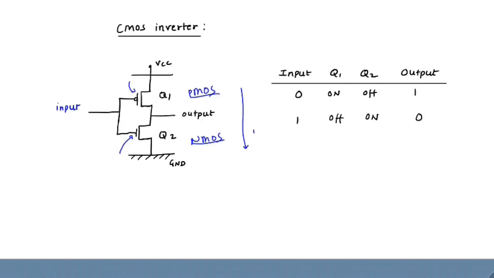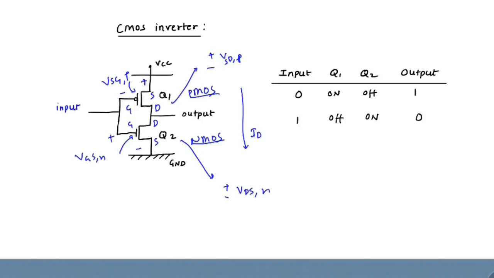The current flowing is ID, the voltage here, because we have the gate, source, drain, gate, drain, source, correct? So the voltage here is plus minus VSG of PMOS. Here we have plus minus VGS for NMOS. Similarly, here we have plus minus VSD of PMOS, and here we have plus minus VDS of NMOS. So the four voltages you should know, because when we study about the transfer characteristics, this would be helpful.